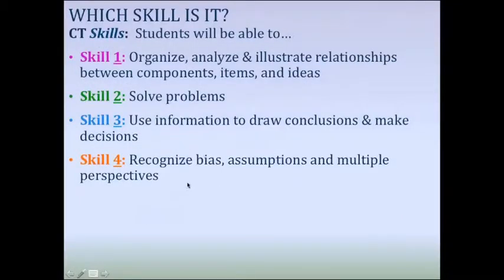Okay. You should see 4 skills that are under the critical thinking category. Number 1, organize, analyze, and illustrate relationships between components, items, and ideas. Number 2, solve problems. Number 3, use information to draw conclusions and make decisions. And number 4, recognize bias, assumptions, and multiple perspectives. Okay, here comes a sub-skill.